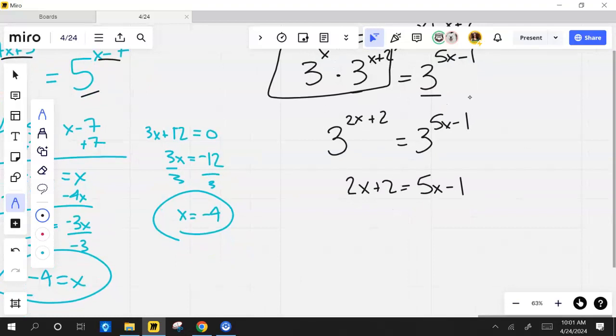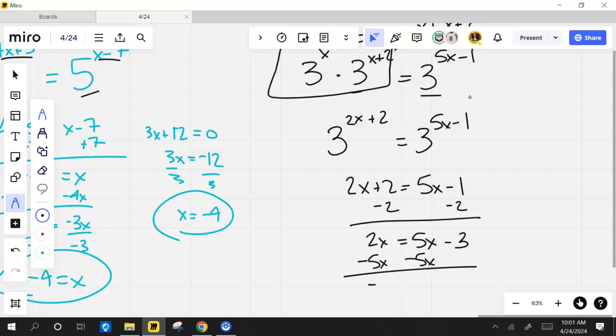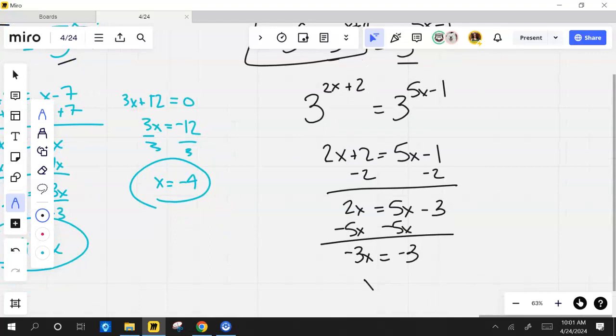Do whichever you want to do first. I always move the smallest one first. I would move 2 here probably, but it doesn't matter. But now in this case, I've got to move the 5x. So I get negative 3x equals negative 3. What does x equal?